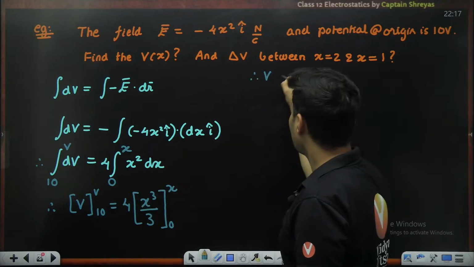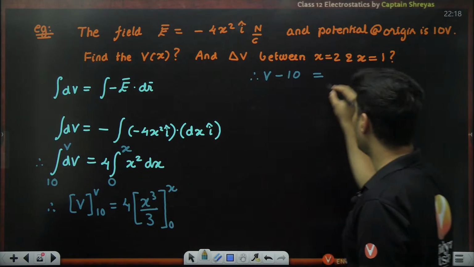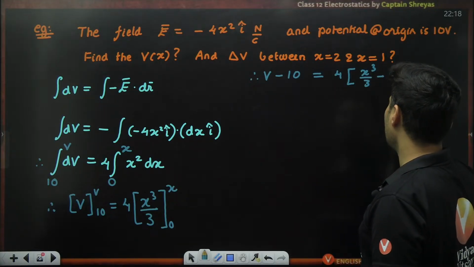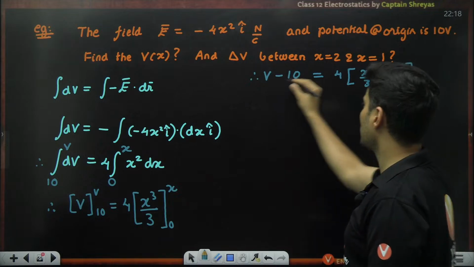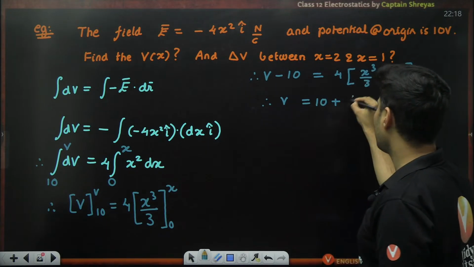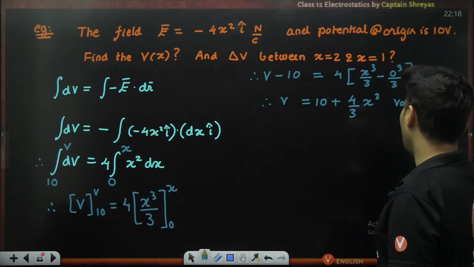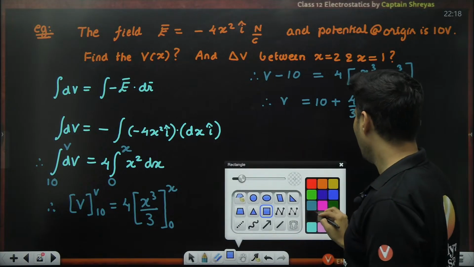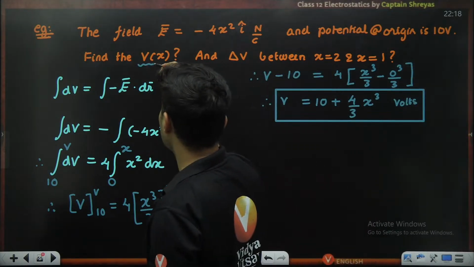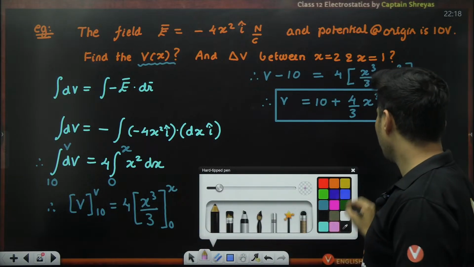You will put first v, and then you will put 10 and minus over here, then put x and then put 0. So 4 into x cube by 3 minus 0 cube by 3, of course. So therefore, v will be equal to, this 10 will go over here, 10 plus 4 by 3 times x cube volts. This is the answer to the first part of the question. Is this absolutely clear?